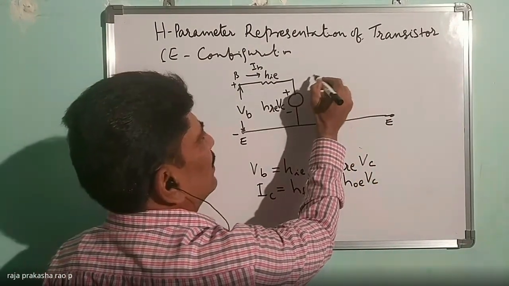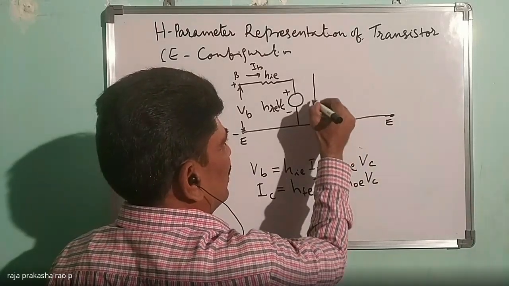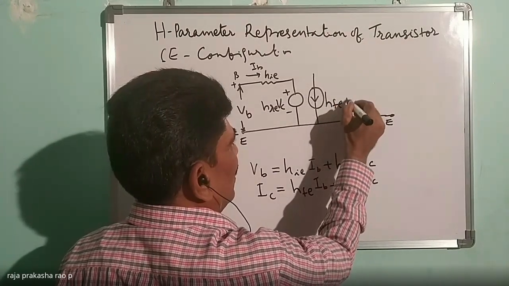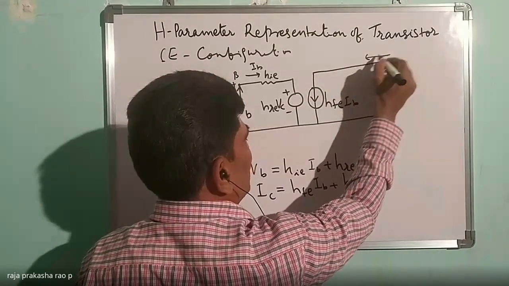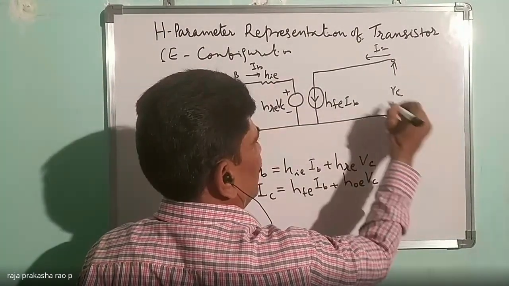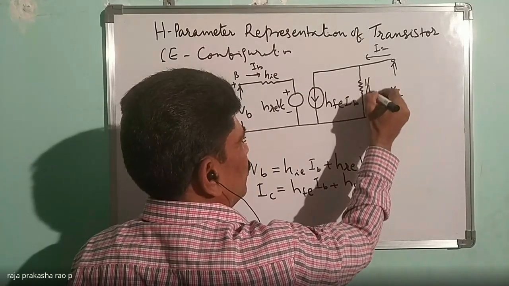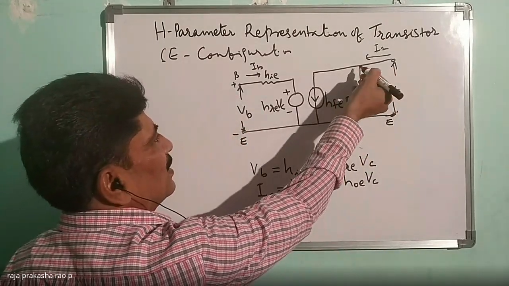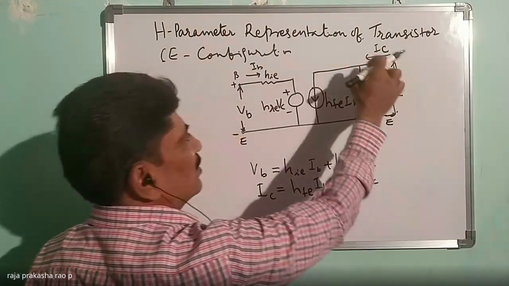Now coming to the second equation, the output loop. It can be denoted in the output circuit like this. This is the current generator, that is hfe IB. IC moves from the second port, whose output voltage is VC, and it splits into two currents. One passes through 1 by hoe ohms, the resistance of this resistor, and the remaining current passes through this. So IC is equal to this current plus this current.